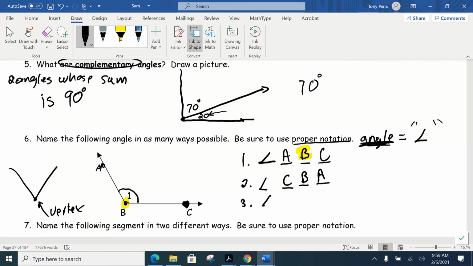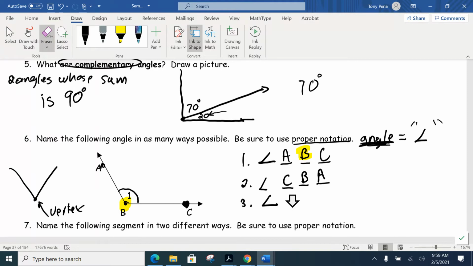Then, and this is a big one, I actually could, because if I look at my vertex B, see how there is only one and only one angle here? Because of that, there's only one angle extending out from B. I actually could just call this angle B. That would be okay. Whoa, that's cool.